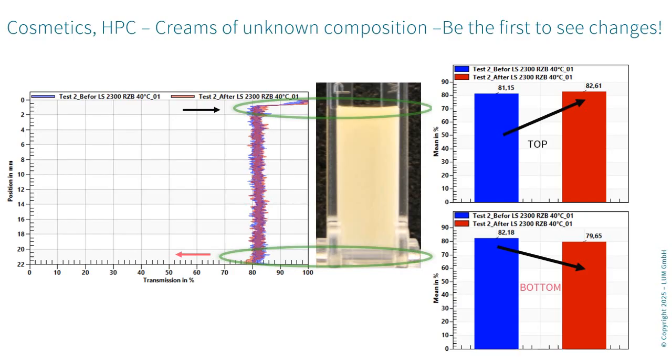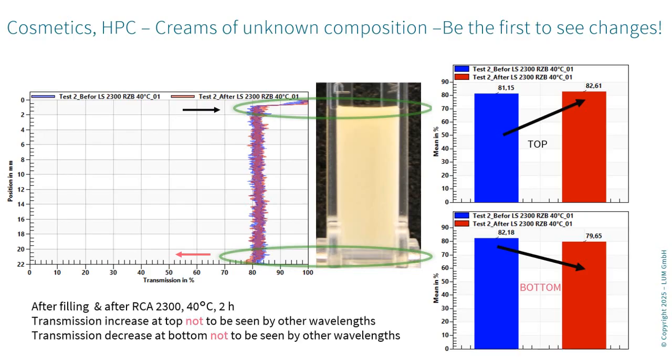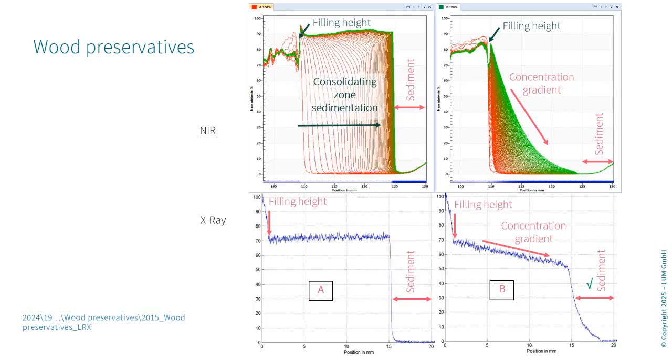Here we have one of the first advantages of combining X-radiation and independent accelerated separation. The big advantage of X-radiation is that for this wood preservative we understand it is not a sediment of identical particle concentration, but there's a concentration gradient. We also see the concentration gradient of the supernatant and the turbid phase at the top of the sediment.